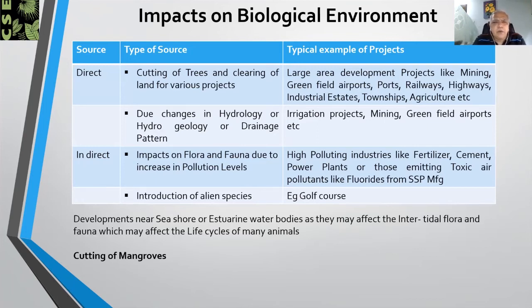Now, the impacts due to the project on the biological environment may be direct or indirect impacts. This may be because of cutting of trees, clearing of land for vegetation, or changes in hydrology, like in case of irrigation projects, mining projects, etc. This may affect the vegetative cover of that area. Then we may have indirect impacts on flora and fauna due to pollution levels, or due to excessive noise, which may scare away the avifauna.